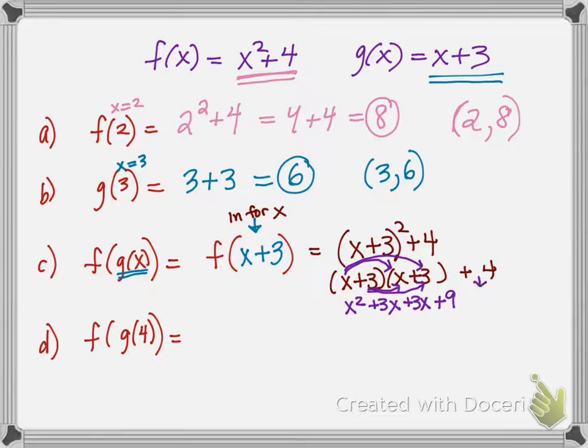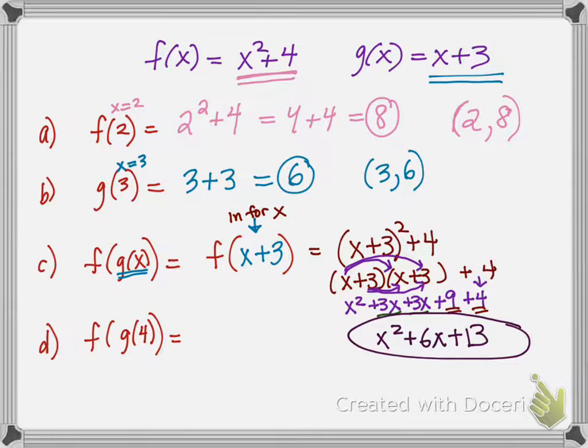And then we have to add 4 to that polynomial. So if I look at some terms, I can combine the x's here, and then I can combine my constants. So in standard form, I would have x squared plus 6x plus 13. So that is the composition there.